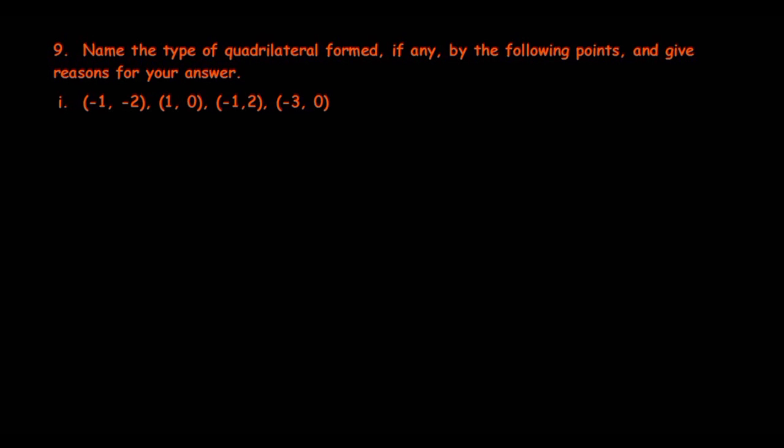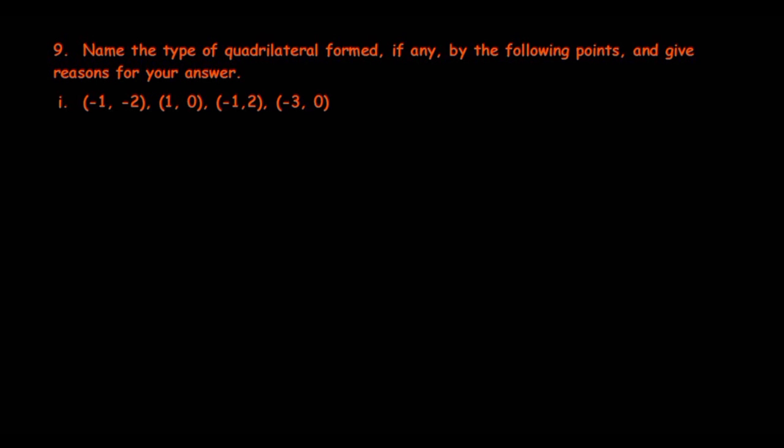Name the type of quadrilateral formed, if any, by the following points and give reasons for your answer. So 4 vertices are given here. We should find which quadrilateral these 4 vertices belong to. That means whether it is a square, parallelogram, rectangle, or a rhombus. So we should decide. How can we decide which quadrilateral the given 4 vertices belong to? Yes, you are right, by finding the distances.